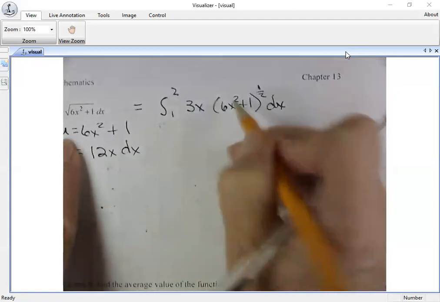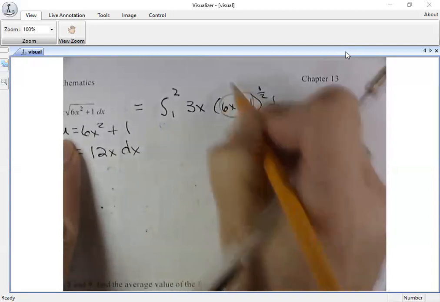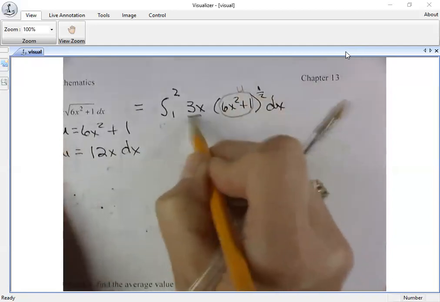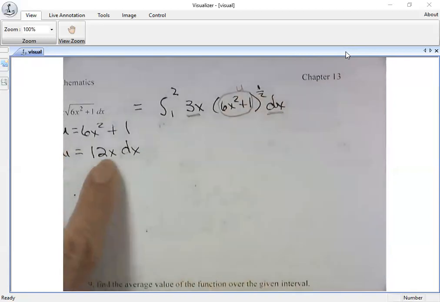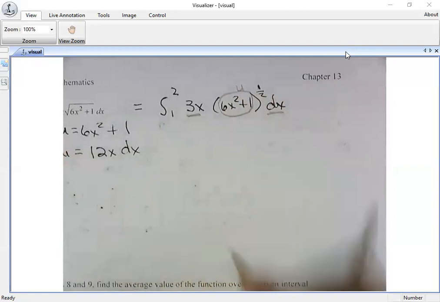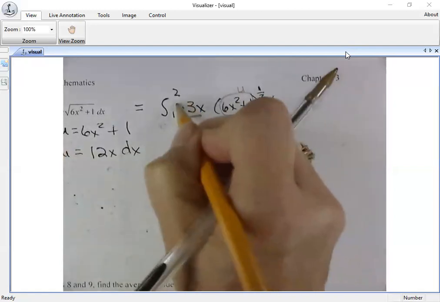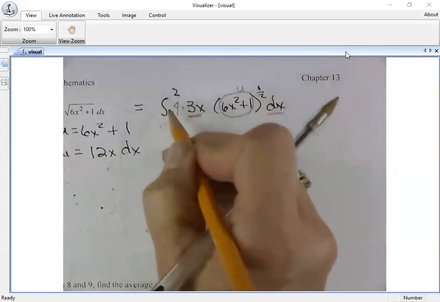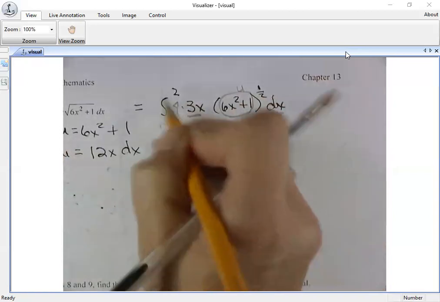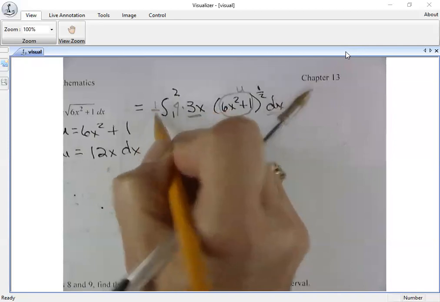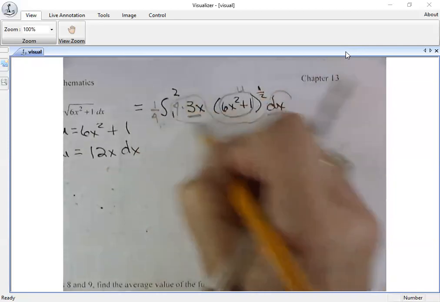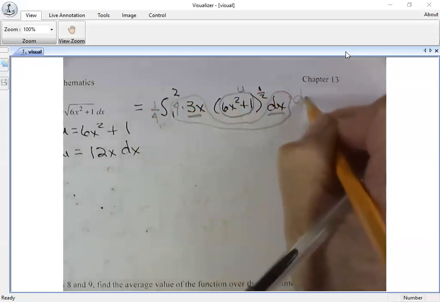And here's what I'm noticing. Here's my u to the 1/2. That part's good. But I only have 3x dx and I need 12x dx. So how do I fix it? Exactly. I'd have to multiply by 4 to get everything I need for the du. But if I'm going to multiply by 4, I also have to multiply by 1/4, so that I'm not changing the value of this original function.